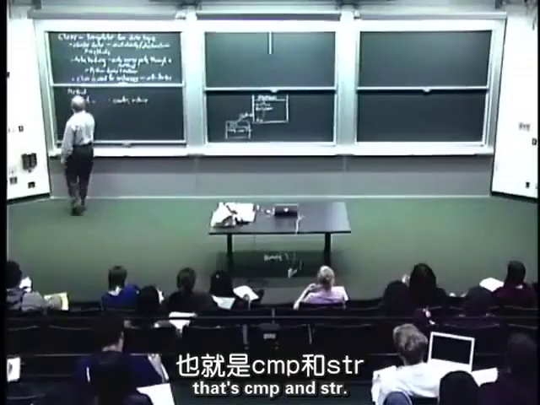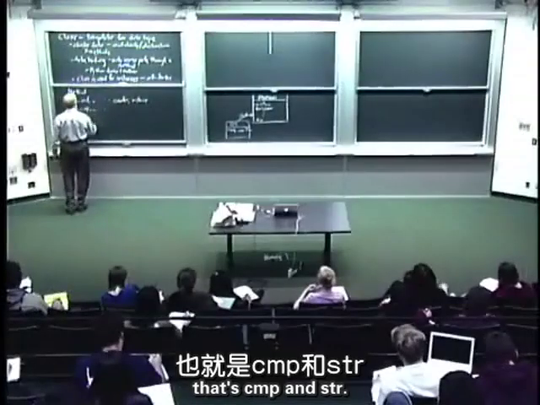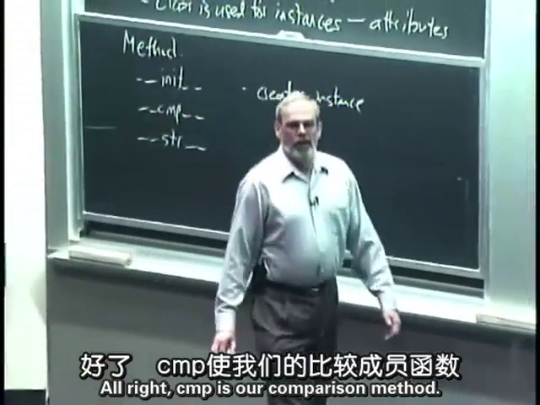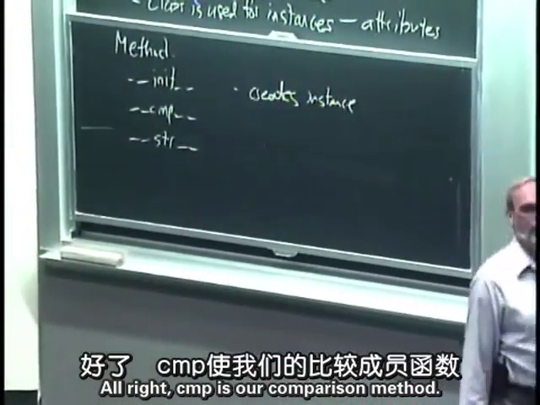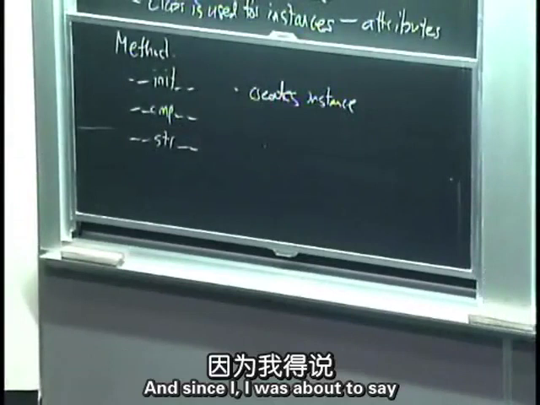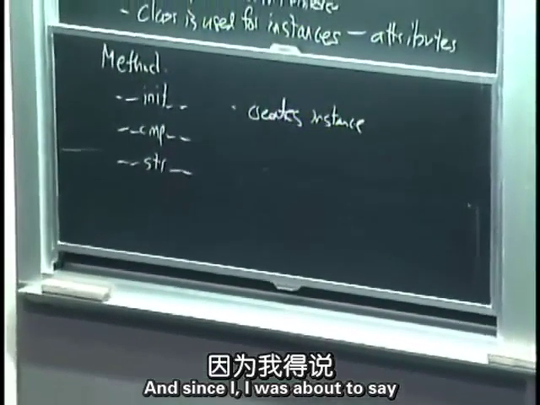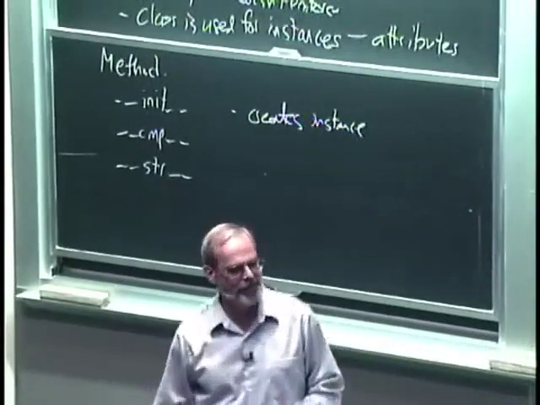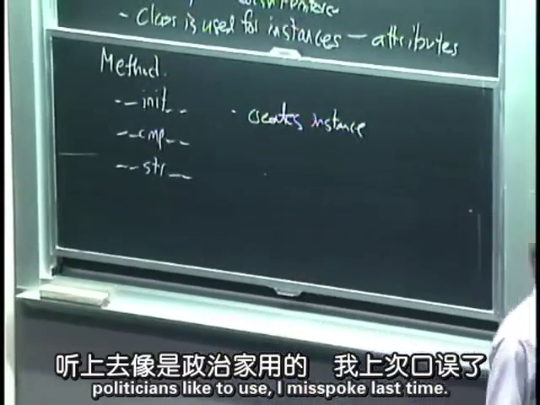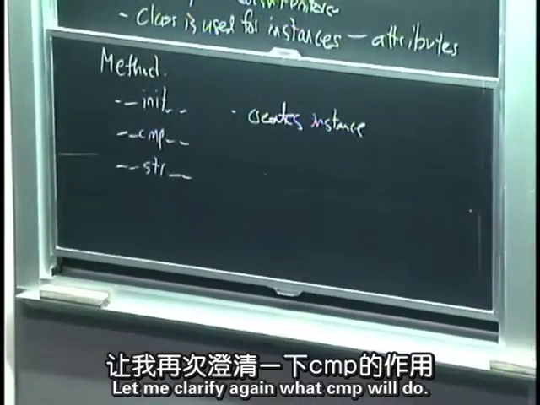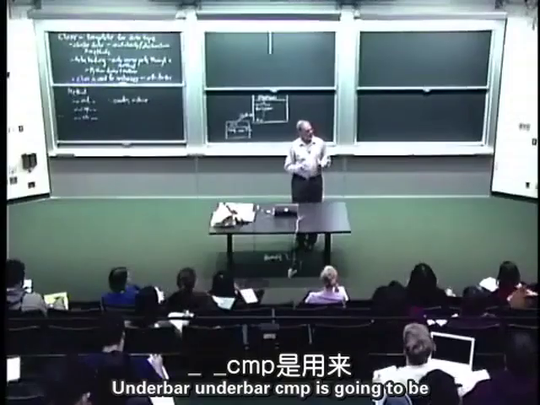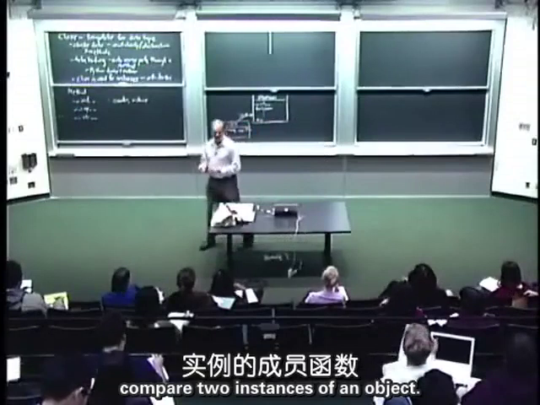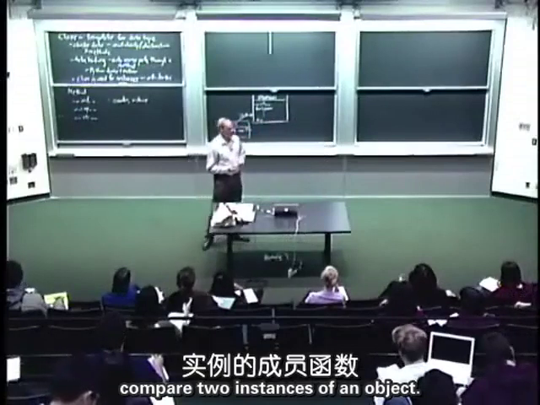CMP and STR. All right, CMP is our comparison method. And since I was about to say I blew it this last time, I misspoke last time, a wonderful phrase that politicians like to use. I misspoke last time. Let me clarify again what CMP will do. Underbar CMP is going to be the method you're going to use to compare two instances of an object.